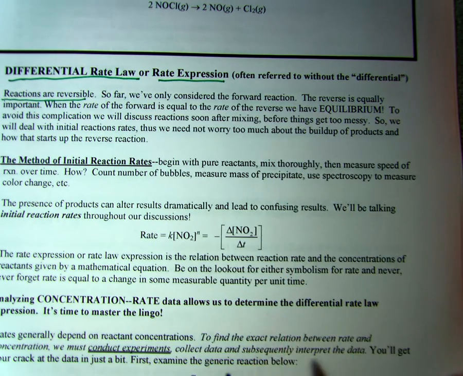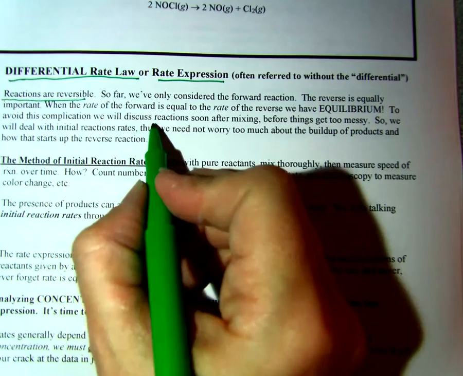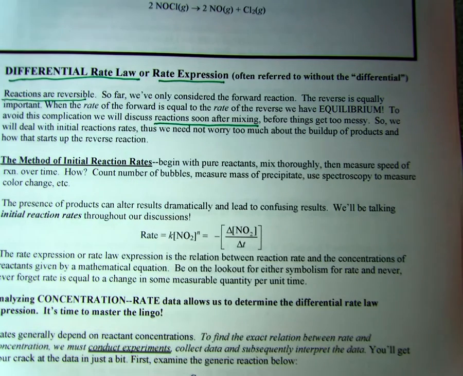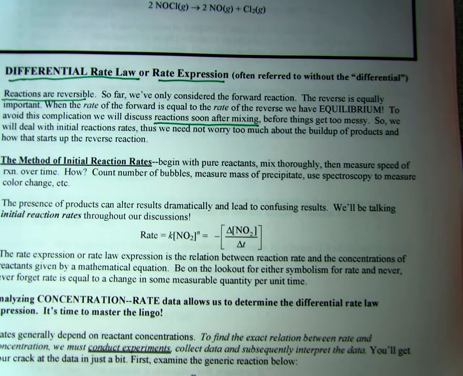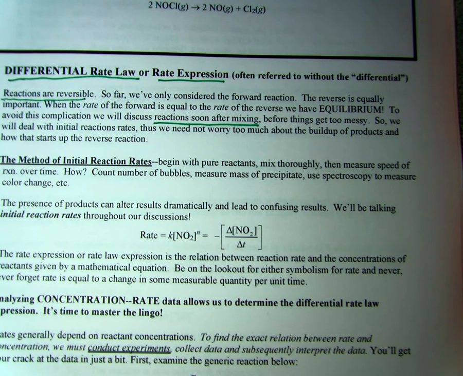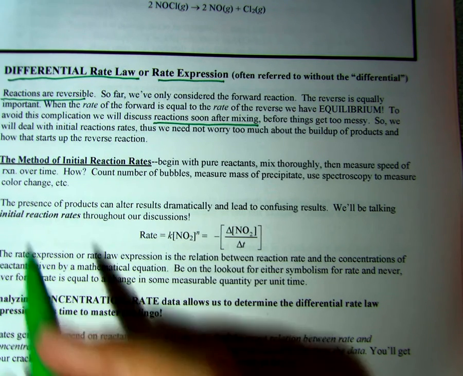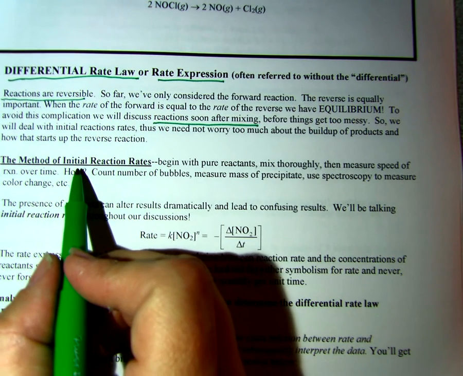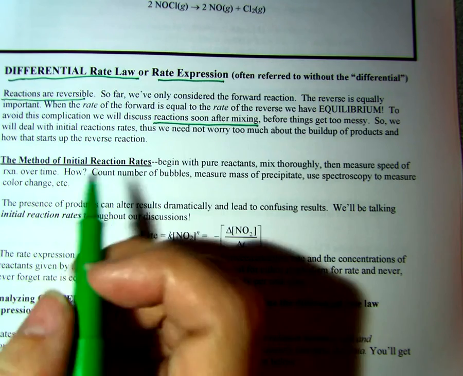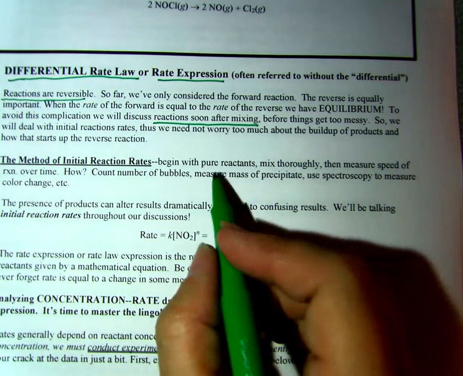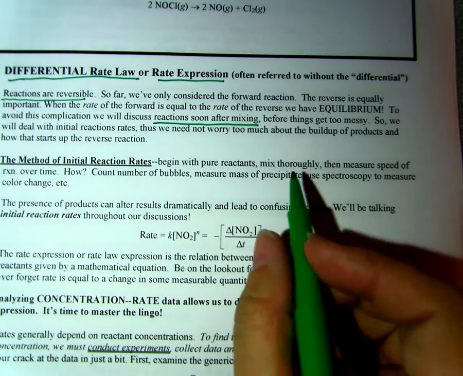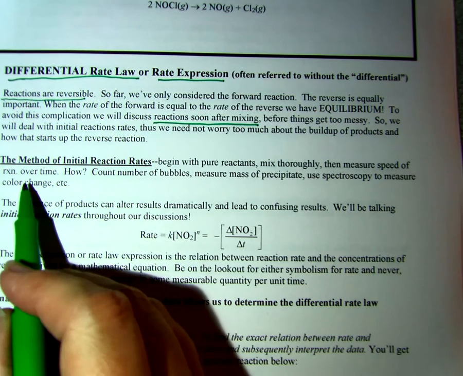So, to avoid that, we're going to discuss reactions soon after mixing. Basically, you throw the chemicals together. What is it like right after mixing? We're not going to worry about when you get a buildup of product or any of that going on. So we're really looking at what's called initial reaction rate. You begin with pure reactants, you mix it, then you measure the speed of the reaction over time.